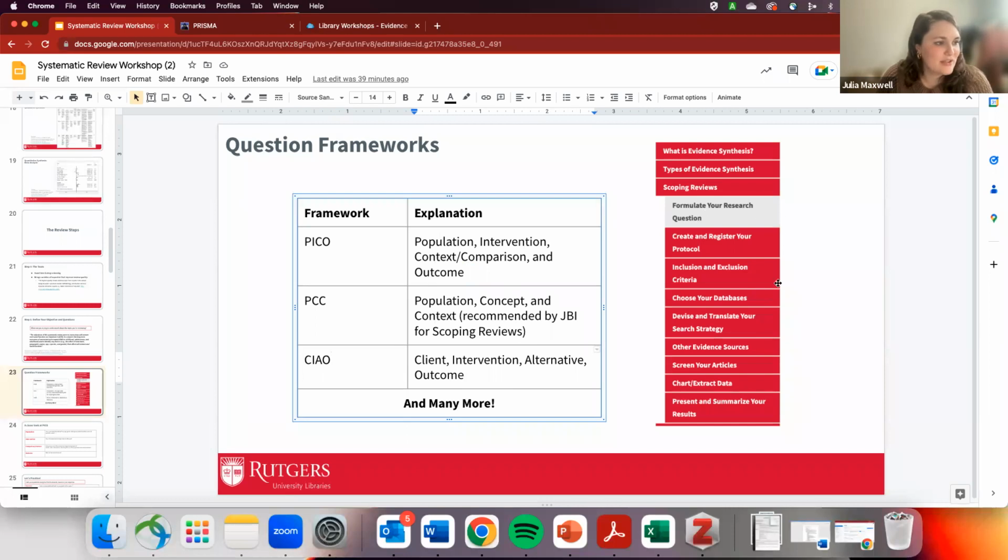And all of these, again, are in the LibGuide. So this is just a screenshot of that first step. You can see it says formulate your research question. So these frameworks and many more live there as well.